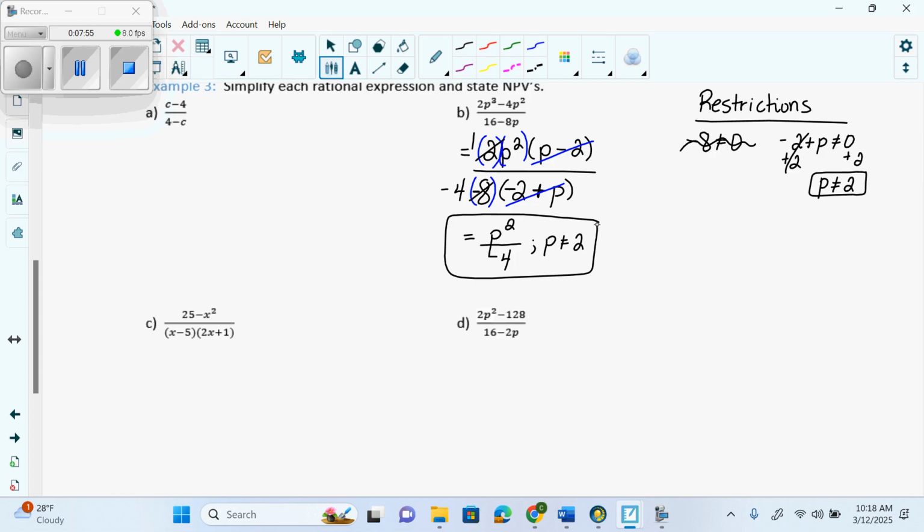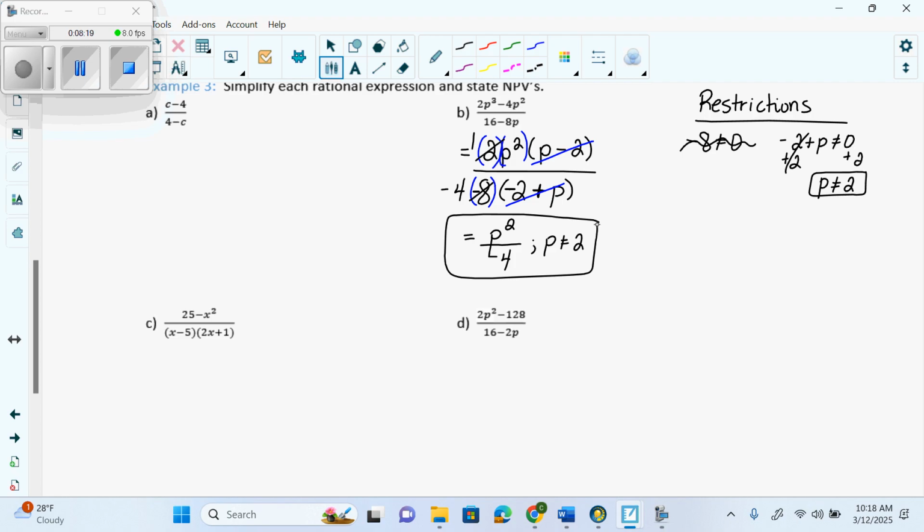Look at the next one. What can I take out of the next one in the numerator? Can I take anything out? It's a difference of squares, exactly. So it is 25 minus x squared. So if I do the difference of squares in the order that it is, I'm going to get a 5 minus x and a 5 plus x.